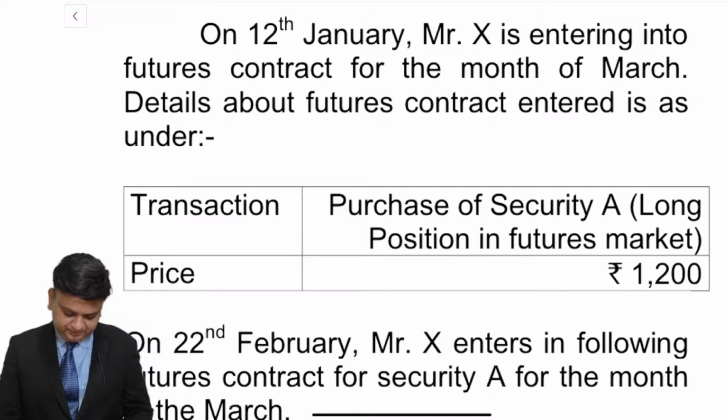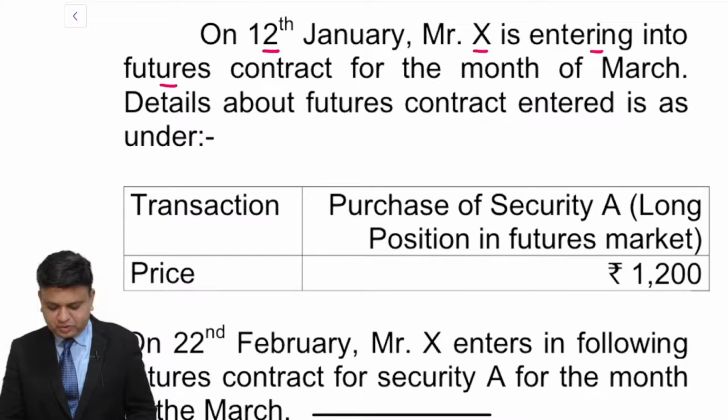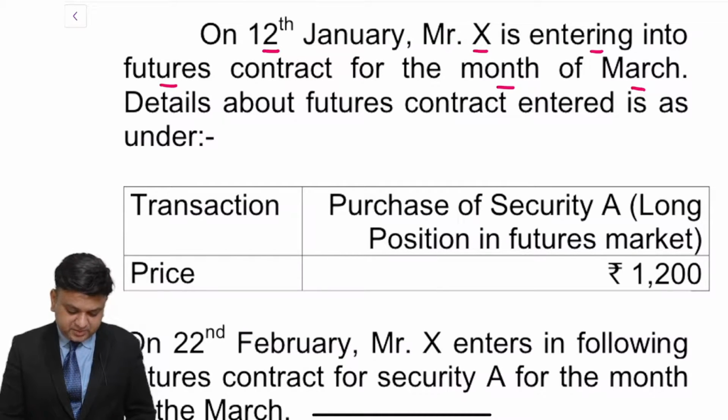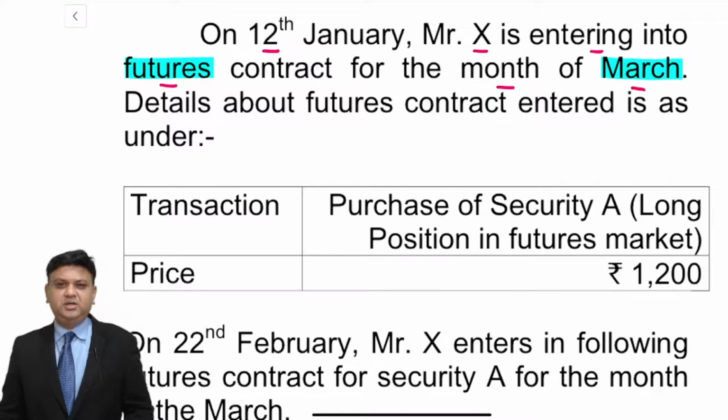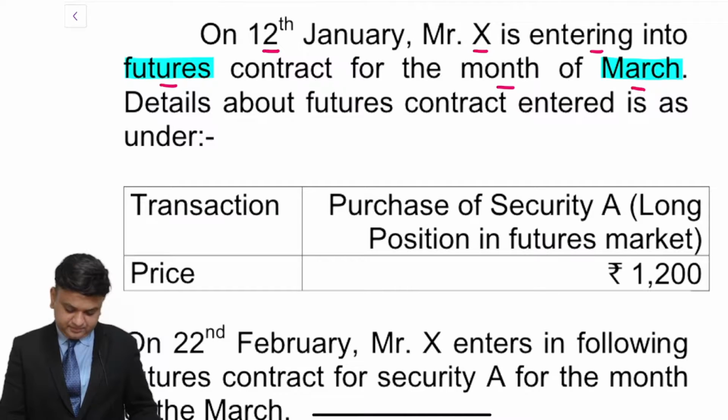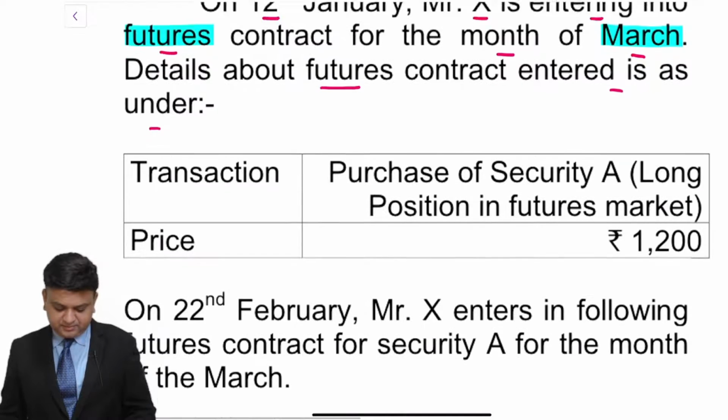Next question. On 12th of January, Mr. X is entering into the futures contract for the month of March. The futures contract is entered upon for the month of March. As we already have discussed, the stock futures will expire on the last Thursday of the March month. Details about the futures contract entered upon are as under.